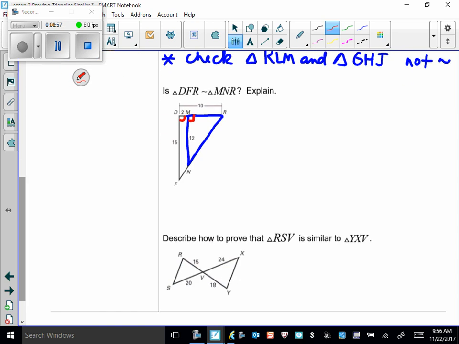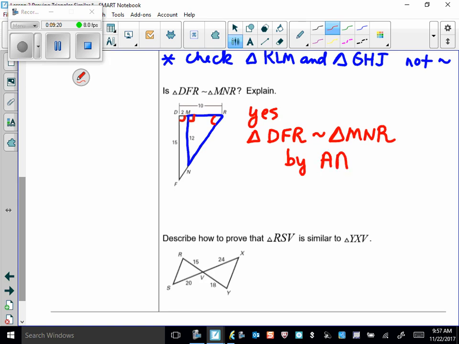Okay, so DFR is the big triangle, MNR is the little triangle, so the two red angles are right angles, so of course they're congruent, and look, they both share that angle R, so yes, triangle DFR is similar to triangle MNR by the angle-angle similarity postulate. I don't even have to mess with those side lengths, right? Because I got the two corresponding angles that are congruent, two sets of corresponding angles, I don't have to worry about the proportional sides. That is a nice shortcut there.